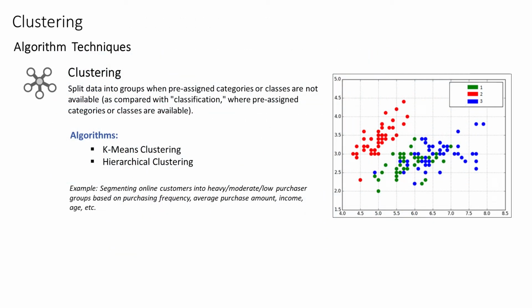Clustering is another crucial analytical technique that splits data into groups when pre-assigned categories or classes are not available. It is important to note that there are numerous types of clustering techniques. In this section, we will examine two of those techniques in depth in order to give you a better idea of how these techniques can be used.